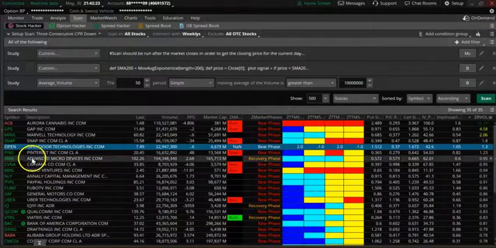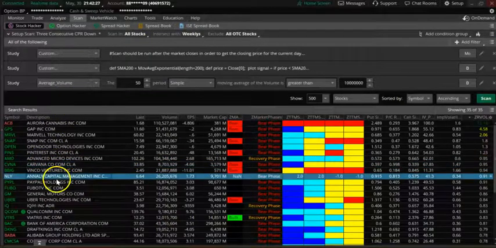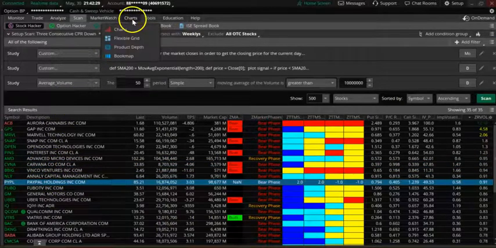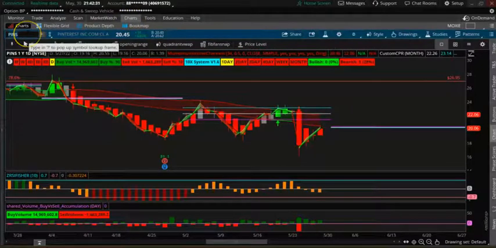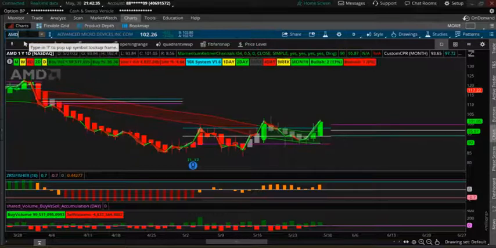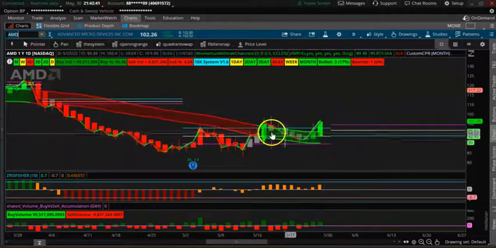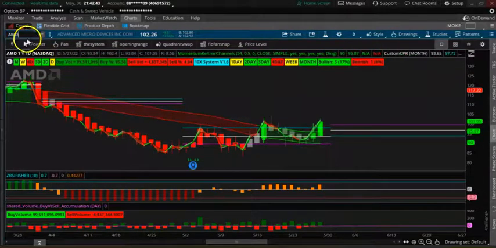Next, AMD and PayPal. AMD is not quite a good setup because it has crossed the CPR. You have to make sure it comes down.